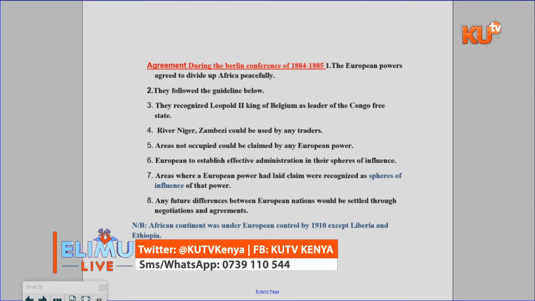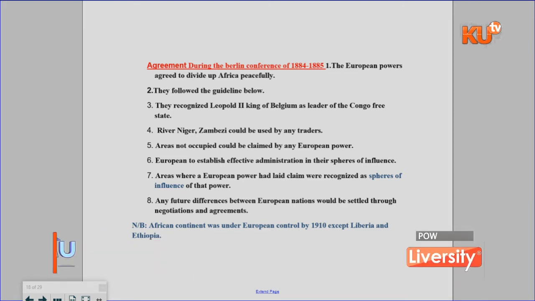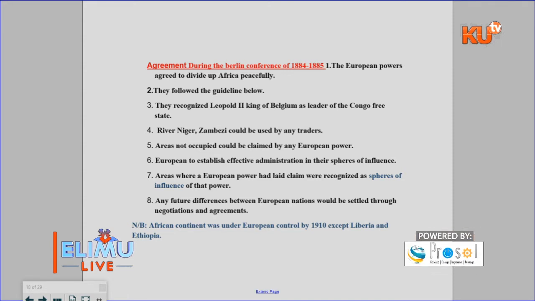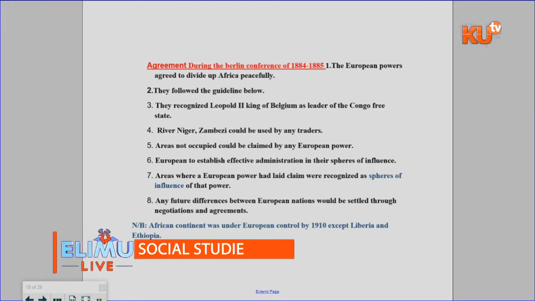Agreements during the Berlin Conference of 1884 to 1885. One, the European powers agreed to divide Africa. You can be able to see that on your screen. Two, the following guidelines were supposed to be followed. One, they recognized Leopold II of Belgium, King Leopold II of Belgium, as the leader of the Congo Free State, and that is a political reason.